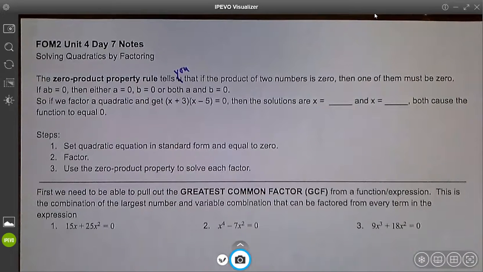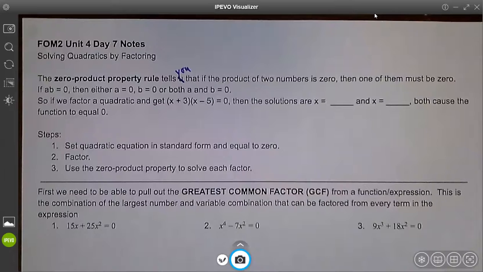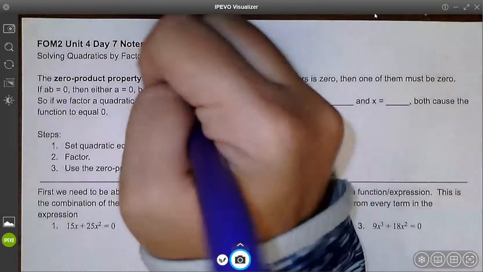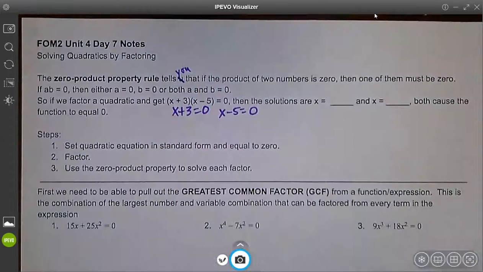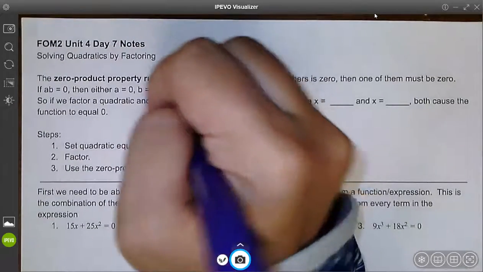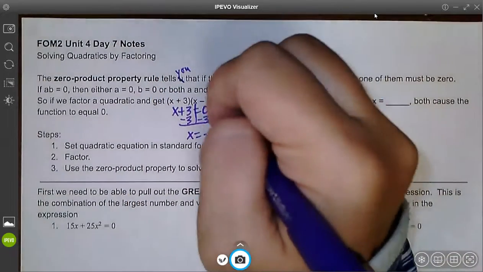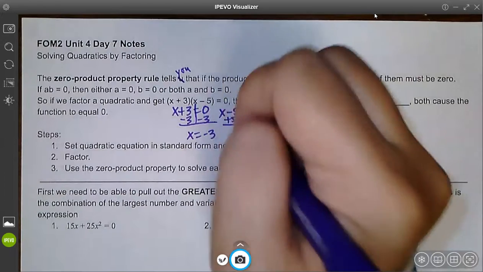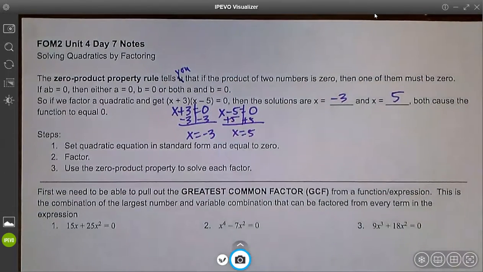So if we factor a quadratic and get (x + 3)(x - 5) = 0, then to find the solutions, you're going to set x + 3 equal to 0 and x - 5 equal to 0 and solve each of those individually, because when we multiply two things together and get 0, at least one of them is 0. So subtract 3 from both sides and you get x equals negative 3. Add 5 to both sides, you get x equals 5. Both cause the function to equal 0.